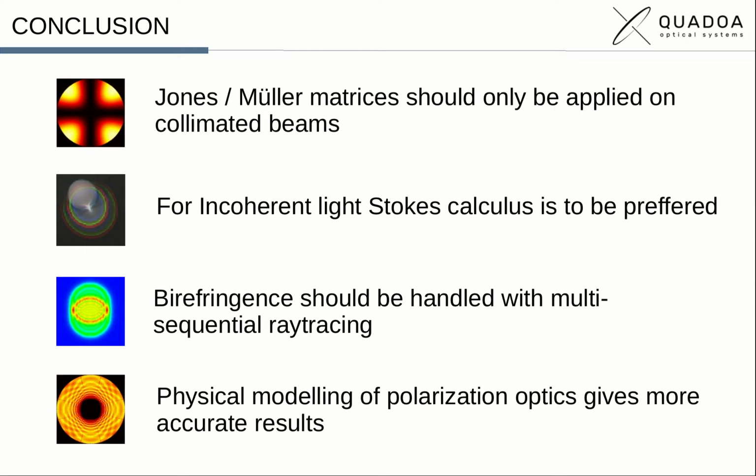Then for incoherent light, Stokes calculus is to be preferred because light might get partially polarized during the path through a system because of Fresnel interactions. Also for birefringence, depending on the system to be modeled, it's typically useful to use multi-sequential ray tracing so we can really see the different paths of the ordinary and extraordinary sequences throughout the system. And finally, to really accurately model polarization optics like birefringent coatings or beam splitters, physical modeling is typically to be preferred.